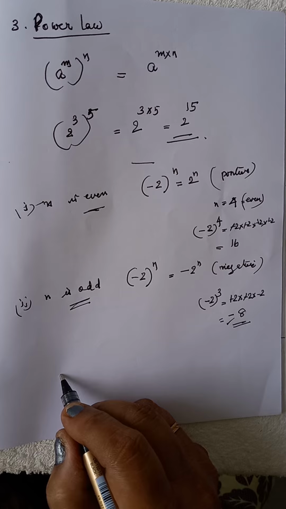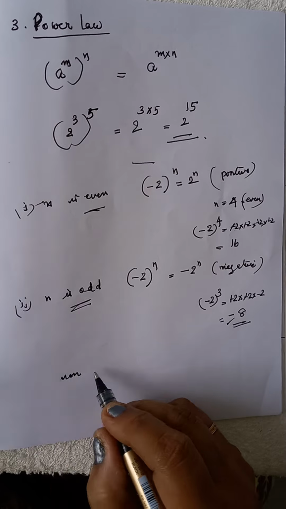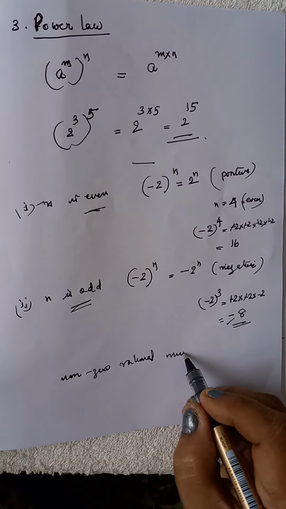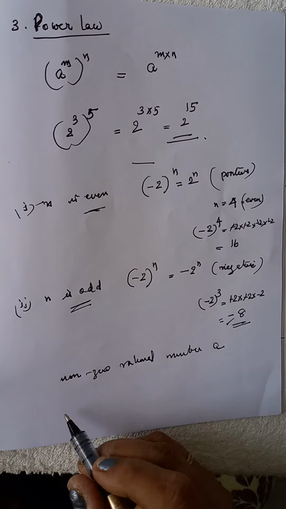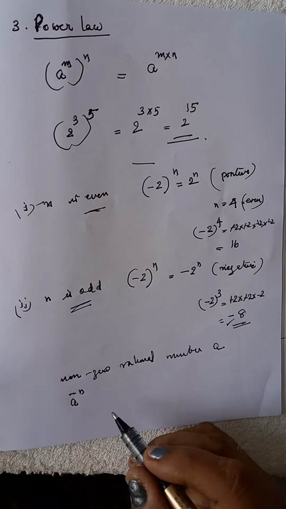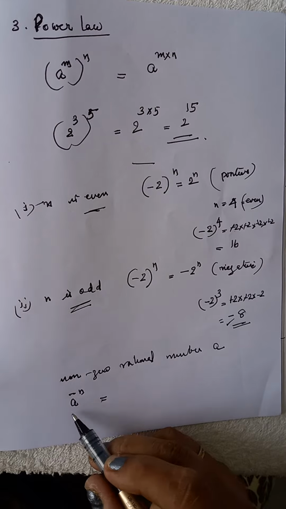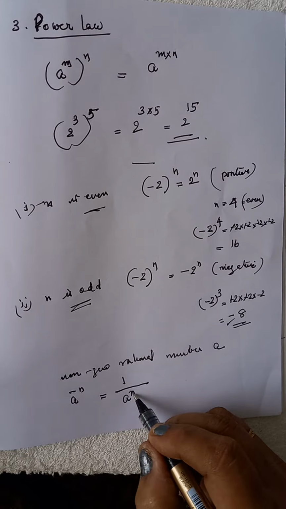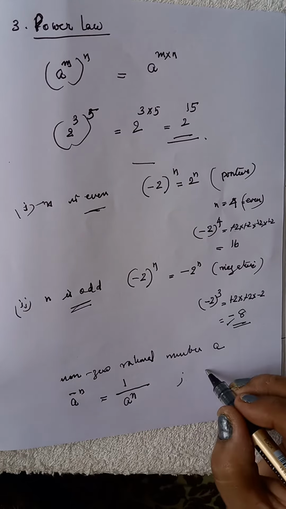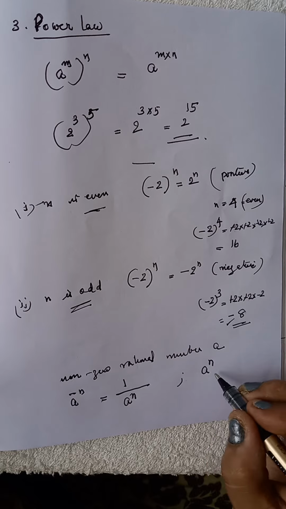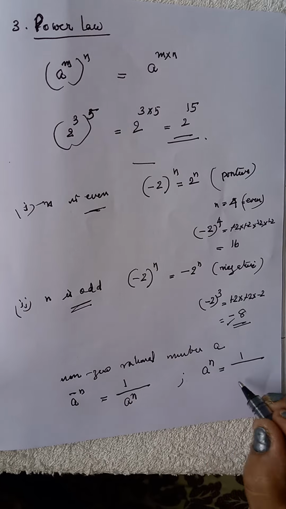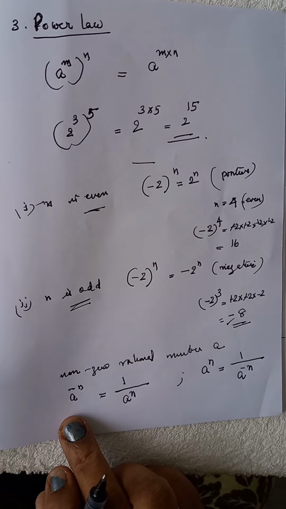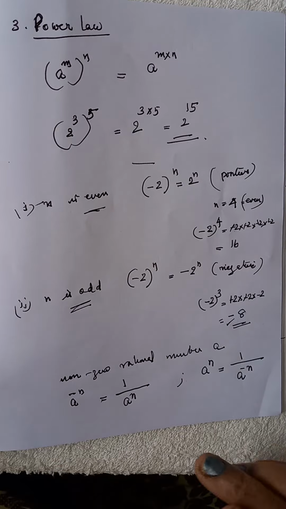Next, negative integral exponents. If you take a non-zero rational number a, then a raised to minus n can be written as 1 divided by a raised to n. And a raised to n can be written as 1 divided by a raised to minus n. This a, the base, should not be equal to 0.